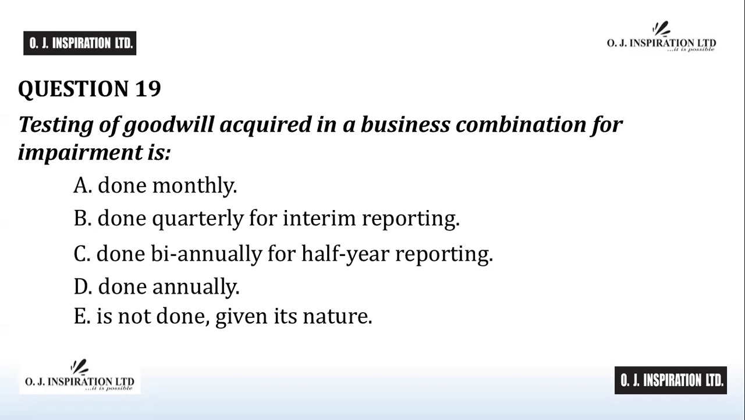Question number 19. Testing of goodwill acquired in a business combination for impairment is A. Done monthly. B. Done quarterly for interim reporting. C. Done biannually for half-year reporting. D. Done annually. E. Is not done given its nature. Time counts. 10 seconds gone. 20 seconds gone. Time up.